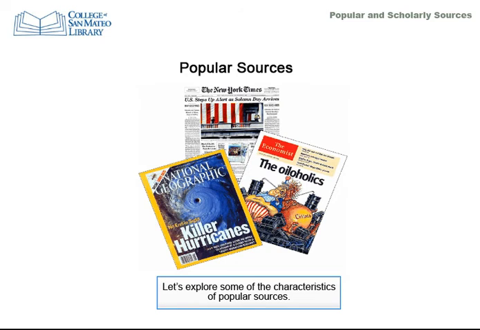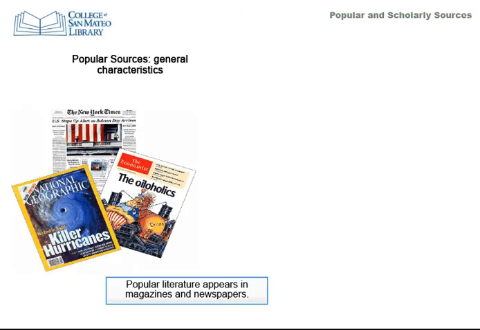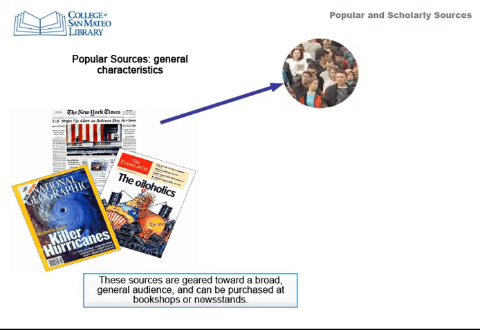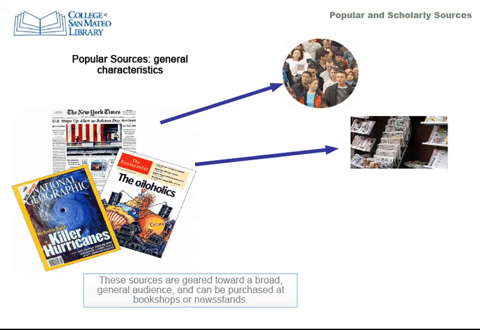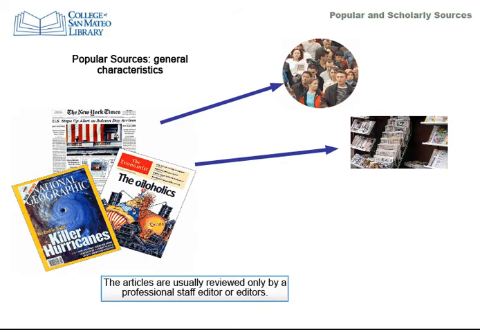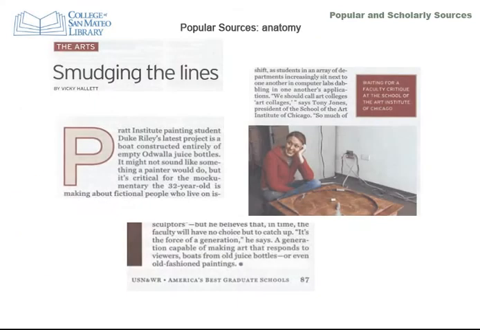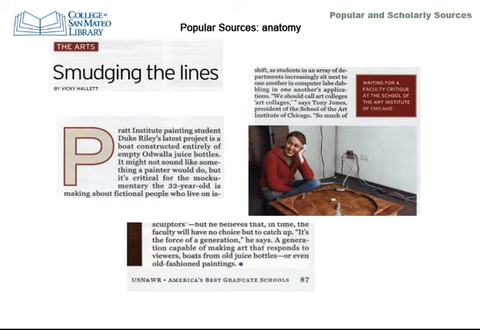Let's explore some of the characteristics of popular sources. Popular literature appears in magazines and newspapers. The covers are often glossy or eye-catching. These sources are geared towards a broad general audience and can be purchased at bookshops or newsstands. The articles are usually reviewed only by a professional staff editor or editors. Let's look at some characteristics of popular sources.